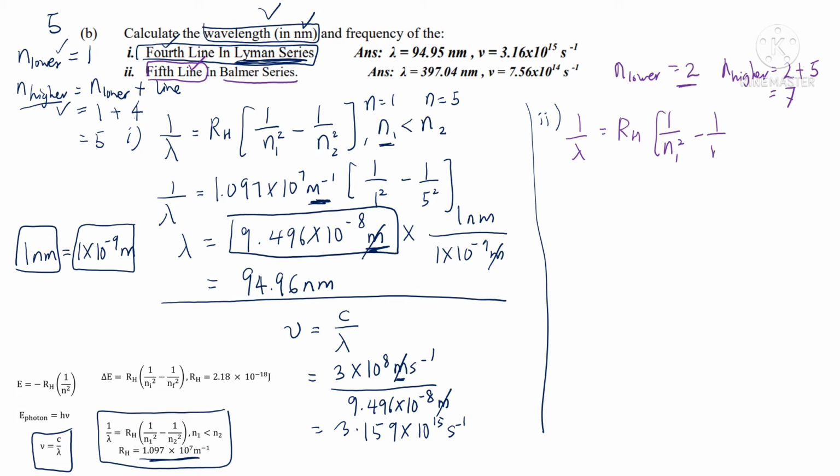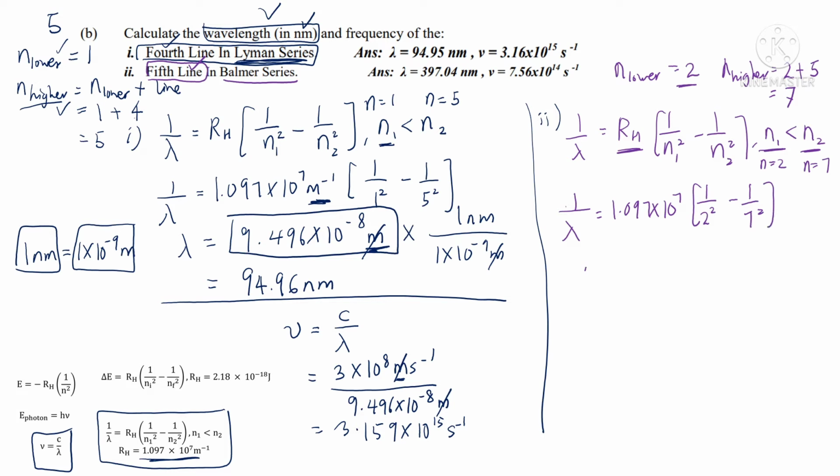So we write down the formula first, and n1 should be smaller than n2, so therefore n1 is n equals to 2 and n2 is n equals to 7. Then substitute into the equation, Rydberg constant 1.097 times 10 to the power of 7, n1 is 2, n2 is 7, to give us the wavelength as 3.970 times 10 to the power of negative 7 meter.